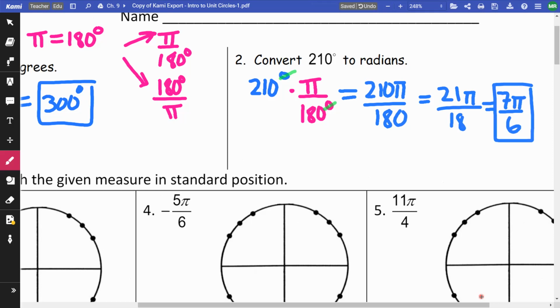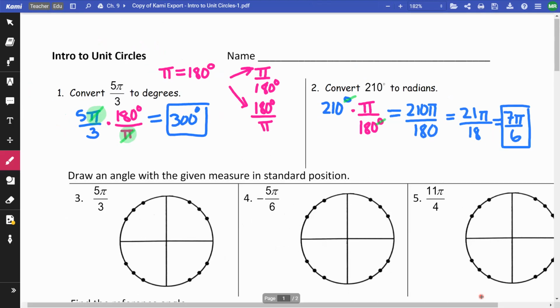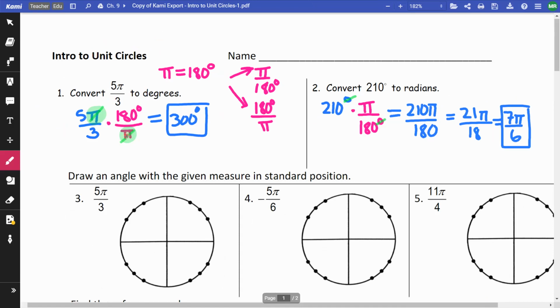Now, if I was doing this on my calculator, I would not put in the pi. I would put the 210 over 180 in using the fraction mode, and it will reduce it for you. Just don't forget to write the pi with it. And that's your answer. Okay. So you're either going to times it by 180 over pi or pi over 180, depending on what you want to cancel out. I want to cancel degrees, so I want the degree on bottom. I want to cancel the pi, so I want the pi on bottom.